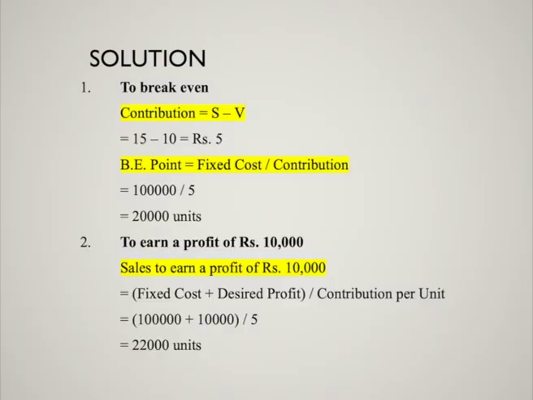Here they have first given the selling price per unit and the variable cost per unit. So, when they are given, we have to calculate the contribution per unit. Here contribution per unit is selling price per unit minus variable expenses per unit. So, 15 rupees minus 10 rupees, that is 5 rupees is the contribution per unit.